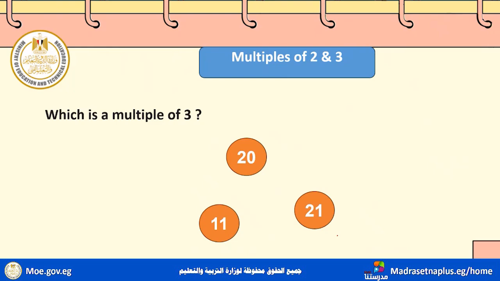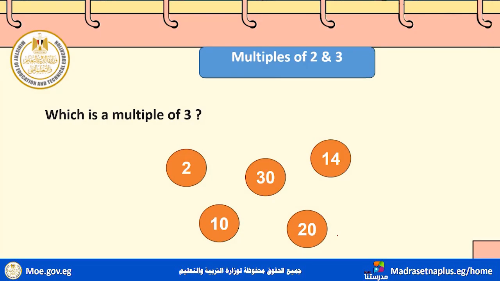Now the left numbers are 20, 21, and 11. Which one will stay at last? 20, 11, or 21? Can you help me? Yes, 20 is not a multiple, so we kick out 20. The left numbers are 11 and 21. Can you guess which number will be the multiple of 3 and which will not? Yes, we cancel 11, so the left number is 21. That's good. We should know 21 is a multiple of 3.